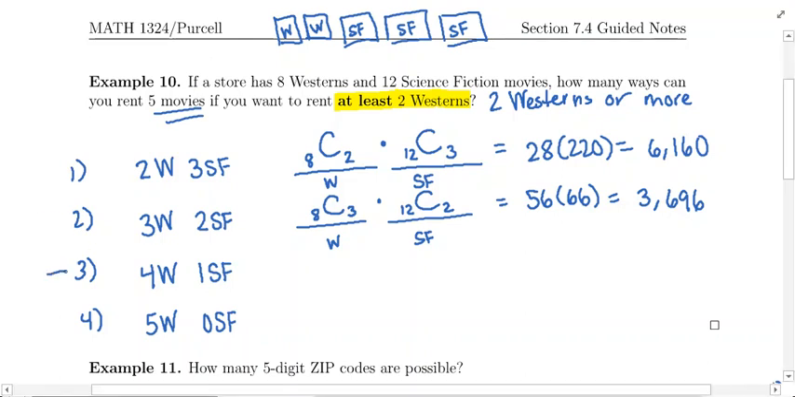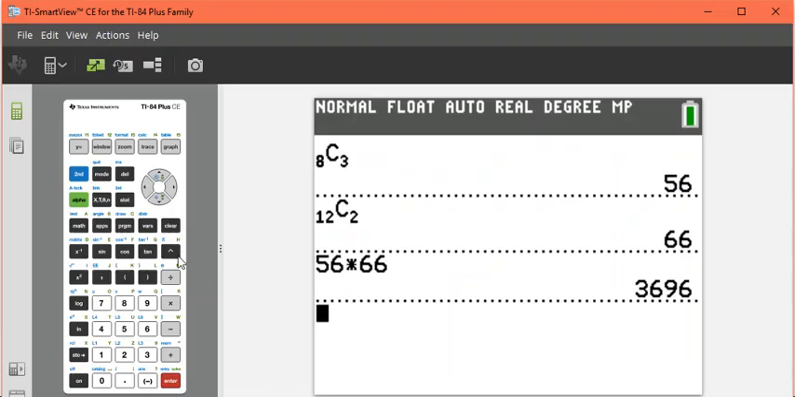Okay, so in this case, you're choosing 4 of the Westerns and 1 science fiction film. So do your blanks. This time for the Westerns, there's 8 to choose from. You're picking 4 of them. And for science fiction, there's still 12 to choose from. You're choosing 1. So we're going to have to go to the calculator and put in 8 choose 4 and 12 choose 1. Okay, so let's do that.